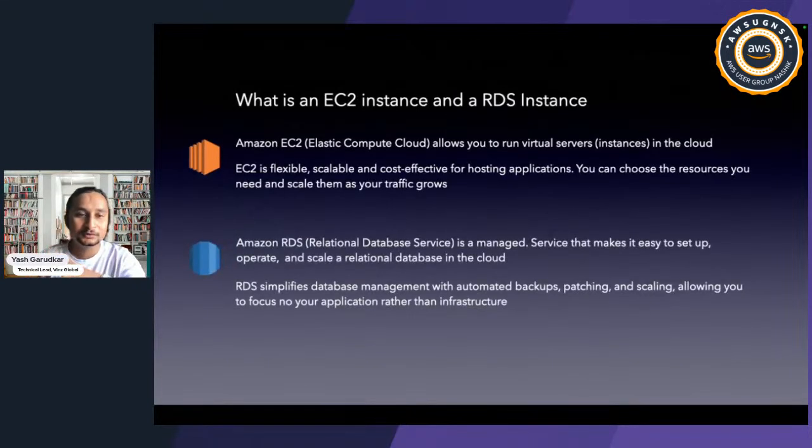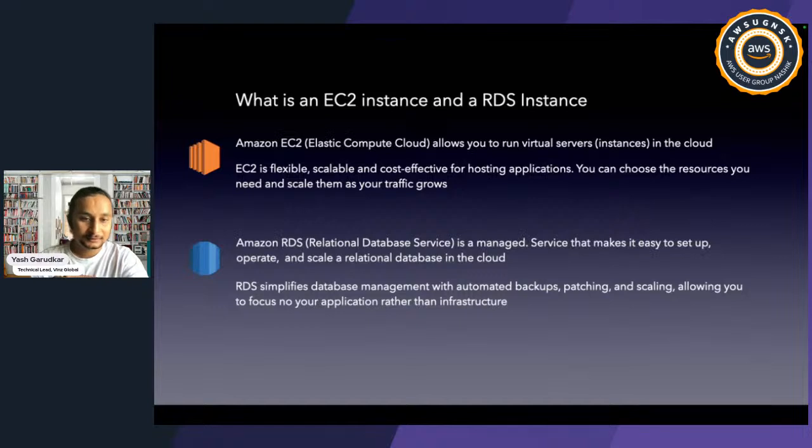So, what is an EC2 instance and an RDS instance? EC2, which stands for Elastic Compute Cloud, allows you to run virtual servers in the cloud. EC2 is flexible, scalable, and cost effective for hosting applications. You can choose the resources you need and scale them as your traffic grows. So if a lot of people are coming to your application and the traffic is increasing, there is going to be a lot of load, and you can scale your instance to improve the way it handles the load.